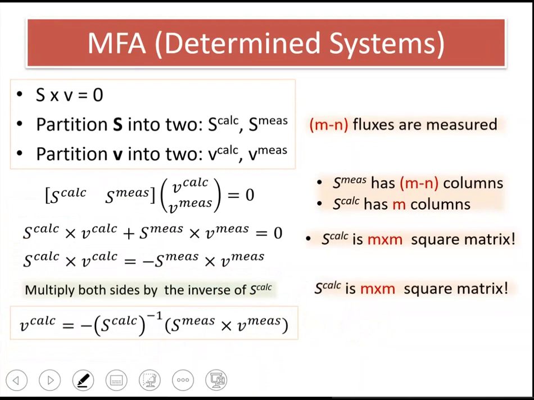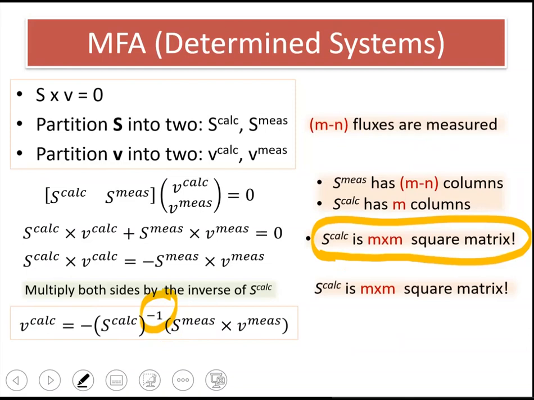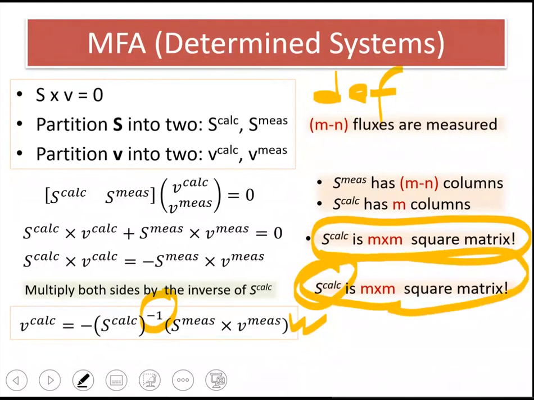So I emphasized that this S-calc matrix is a square matrix, M by M. We can take the inverse of only square matrices. So that's why it is important. If you don't have a square matrix for S-calc, then you cannot use this expression. But since we always specify rates equal in number to the degrees of freedom, we will always get a square matrix for S-calc. But there may be other problems. I will shortly talk about those problems now.